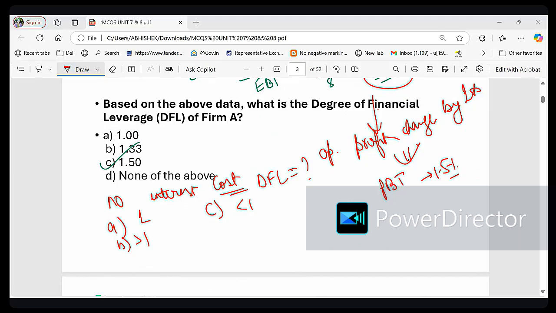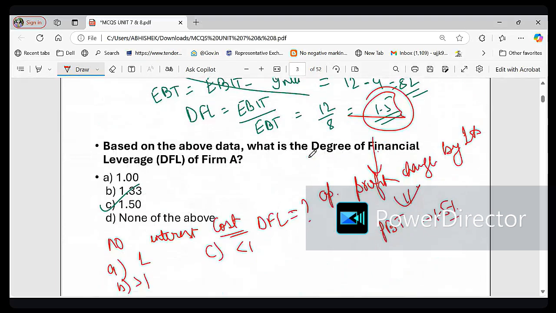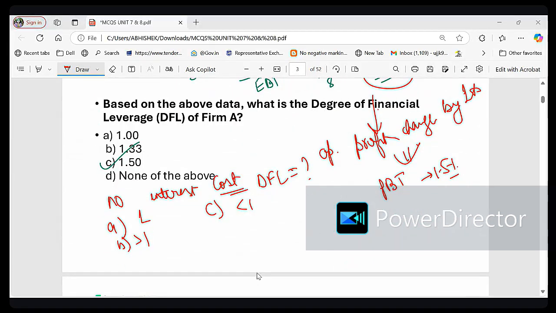In this case, you can see the interest cost is 4 lakh. Suppose no interest cost is there. How much will be the degree of financial leverage? Please let me know. Just make this session interactive. I want your response, because let me see whether you understand DFL clearly or not. DFL means EBIT upon EBT. DFL कितना होगा यदि interest cost 0 है? I am not getting any response from your side.